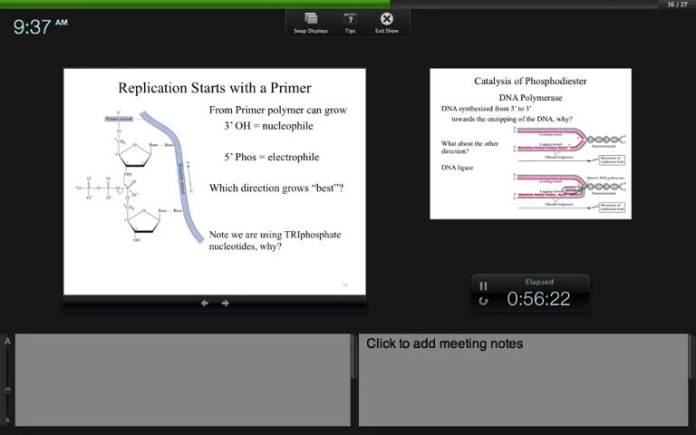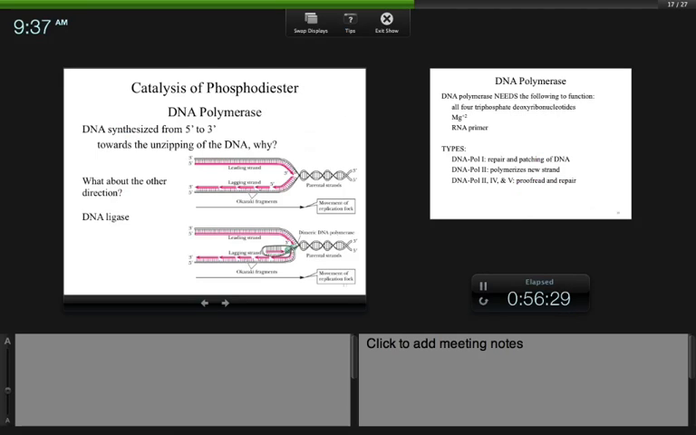Okay? Questions on our replication slide here? Okay. The catalyst of your phosphodiester bond is happening through your DNA polymerase. Okay? So your DNA is synthesized from your 5' to 3', towards the unzipping of the DNA. Why would we catalyze in that direction? Why not catalyze the reverse direction?